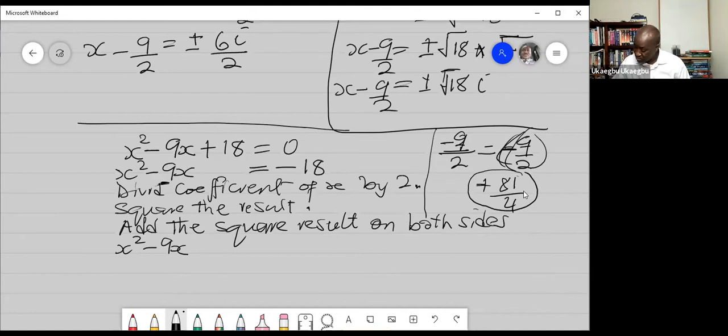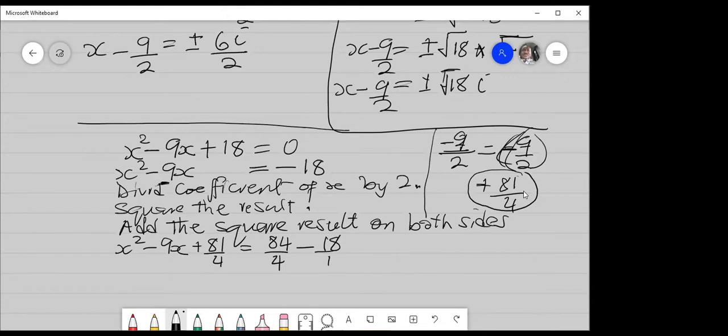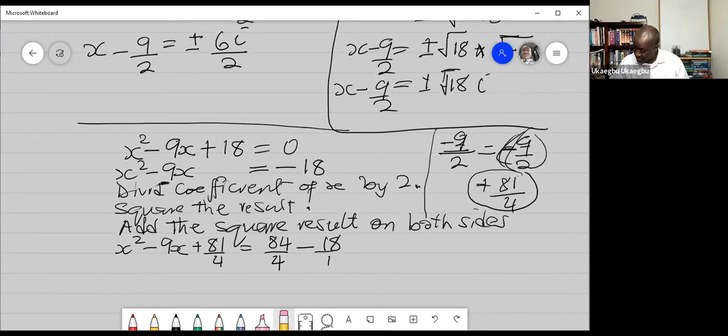All right. So now add the squared value, which is plus 81 over 4, and that's equal to 81 over 4 minus 18. Of course, that's 18 over 1. You put 84 instead of 81 for the second side. I'm sorry, that should be 81. Thank you. At least somebody is paying attention.